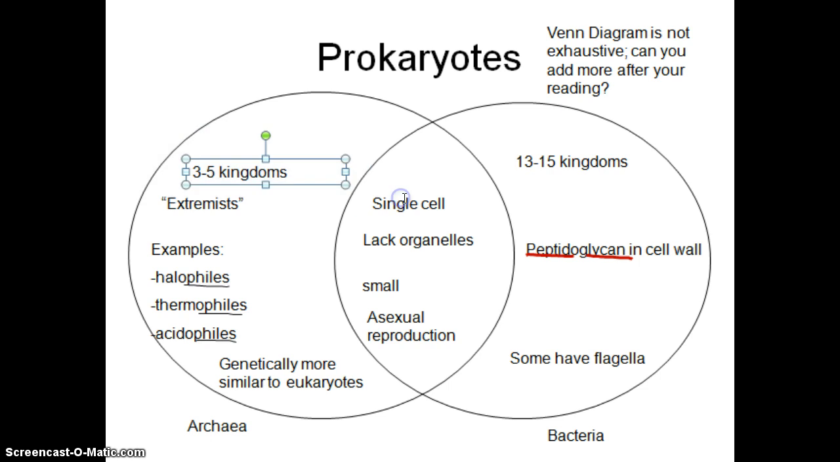Clearly we know that they're both prokaryotes. So they're both single-celled, and because they're prokaryotes, they lack membrane-bound organelles. They're both small, but you're going to find that the sizes are actually different between the two, so I would encourage you to get some of that information. They both reproduce by asexual reproduction, which is called binary fission, and here are some differences between those two different groups.